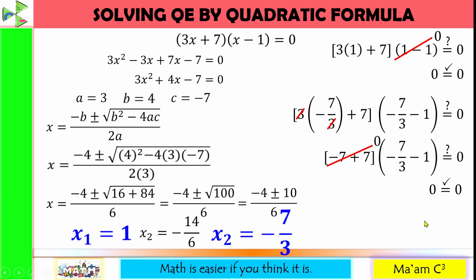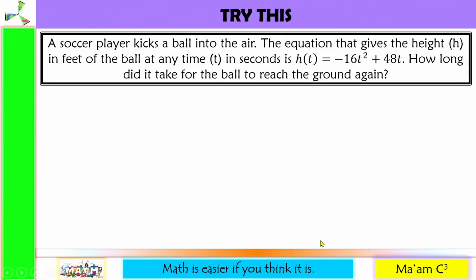From the four examples that I have already discussed, what have you realized? I hope you realize that we can use quadratic formula to solve all types of quadratic equations. Now, try this. A soccer player kicks a ball into the air. The equation that gives the height in feet of the ball at any time in seconds is h of t is equal to negative 16t squared plus 48t. How long did it take for the ball to reach the ground?